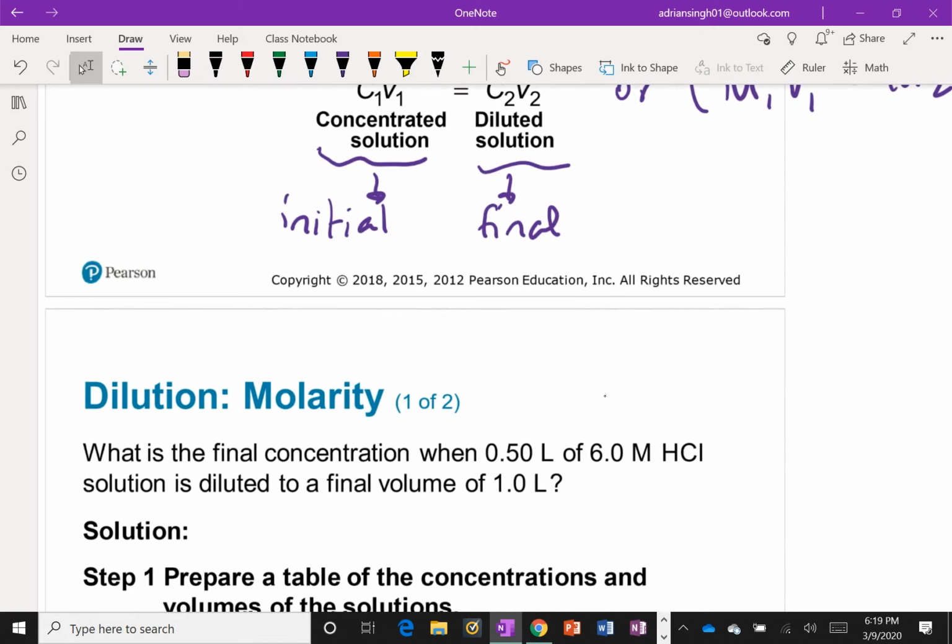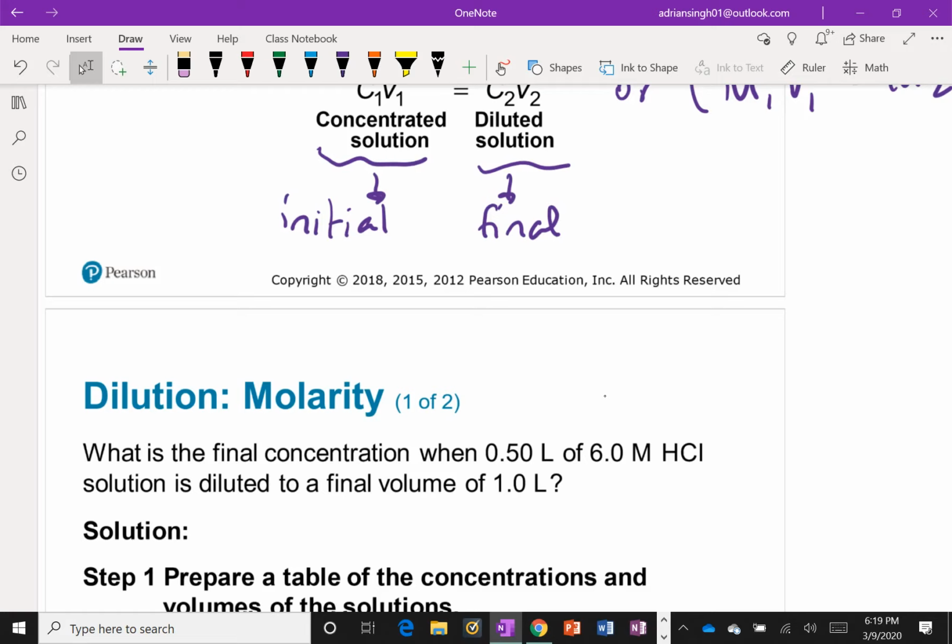So it says, what is the final concentration when 0.50 liters of 6.0 molar HCl solution is diluted to a final volume of 1.0 liters? When we had practiced with the gas laws in lab, we saw that when you looked at a problem, there were certain things in the problem that you can focus on to tell you which relationship you were going to use, right? So for instance, if it says you're going to keep the temperature and the amount constant, we're looking at the PV relationship, right?